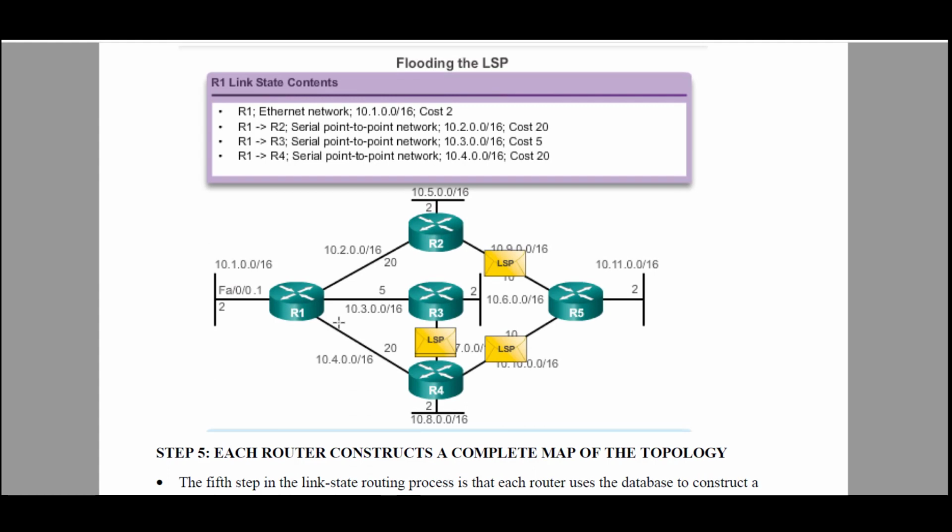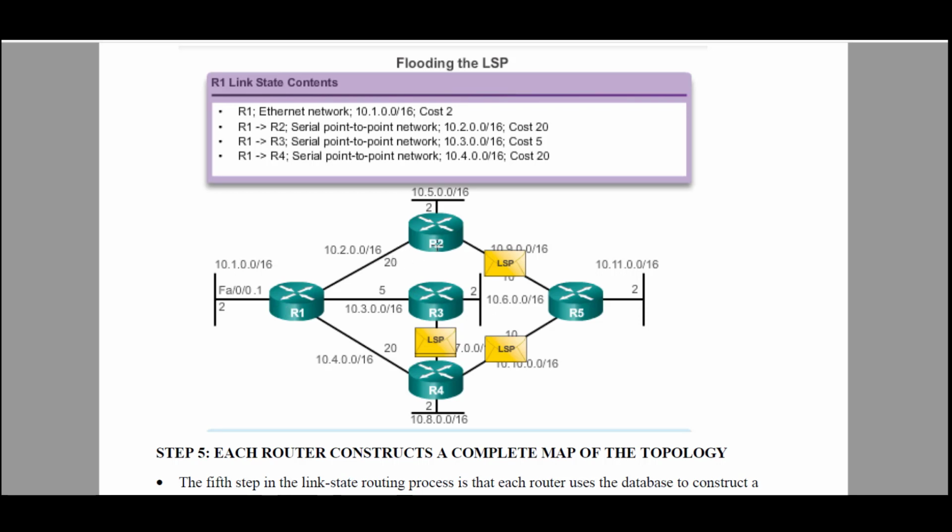So what does that mean? R1 created its own LSP, R2 created the LSP, R3, R4, R5. Everybody created the LSP. Now take R1. R1 is going to give its LSP to everybody. It is going to flood the LSP in the topology. So the LSP of R1 will go to R2, R3, R4, R5, everybody, for all the networks. Everybody will get the LSP of R1.